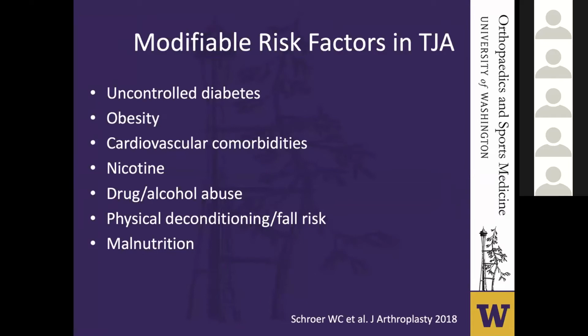Today, I really wanted to focus on those that we perhaps focus on the most every day, just because of the prevalence of these issues: uncontrolled diabetes, obesity, and nicotine use. And I also wanted to just briefly touch on cardiovascular comorbidities, because that's really what causes mortality after total joint arthroplasty, and anything we can do to limit mortality after an elective surgery absolutely is important.